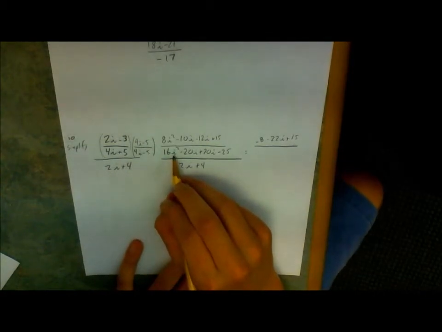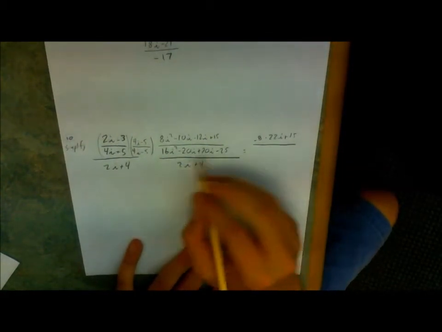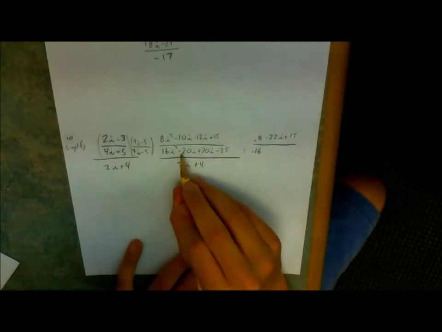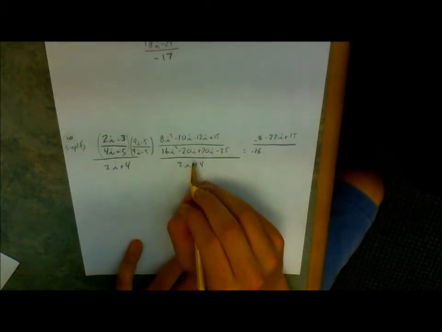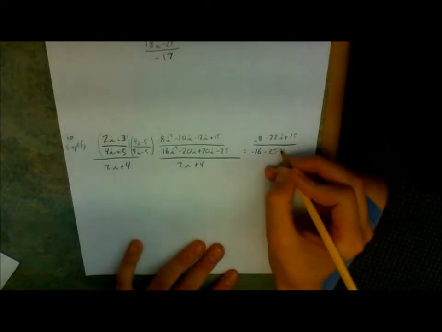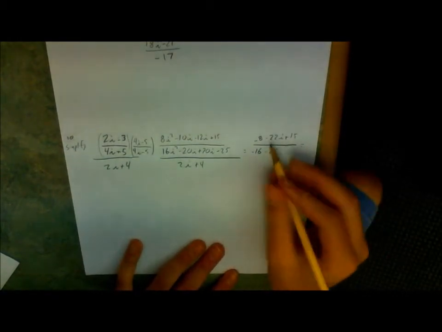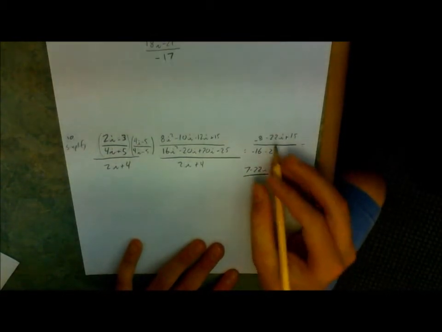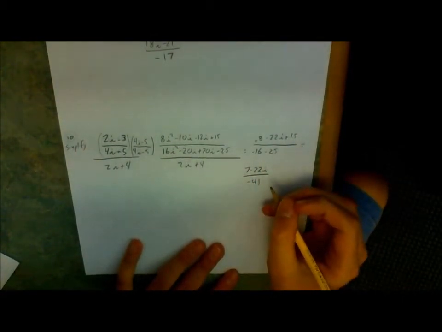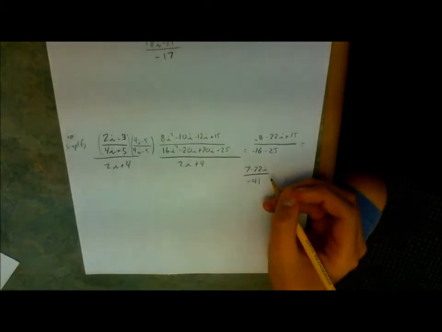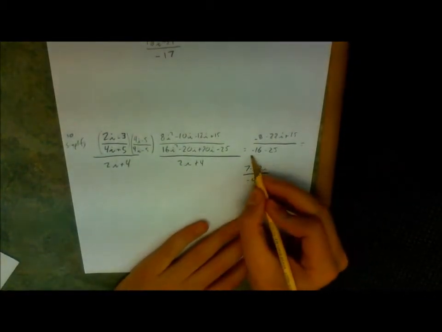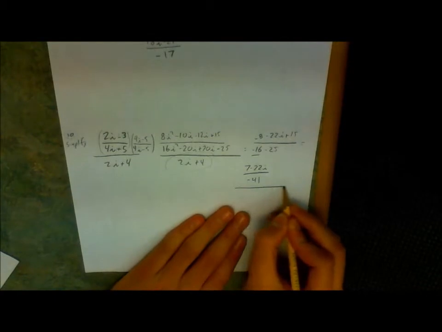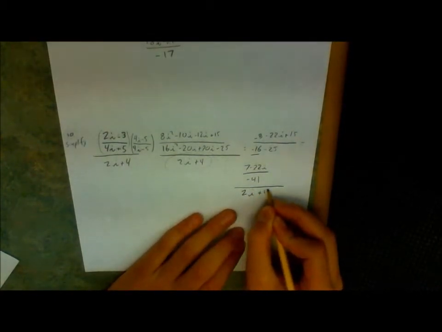Same thing with the denominator. i squared is negative 1. Negative 1 times 16 is negative 16. 20i minus 20i would be 0, which is very helpful here. And that minus 25 would be negative 25. Simplifying this gives us 7 minus 22i over negative 41. So, now that we've got this, we put it back in the regular equation. So this is still all over 2i plus 4.